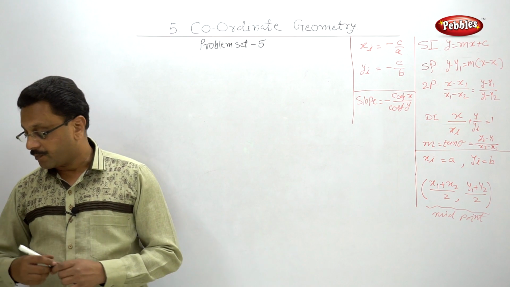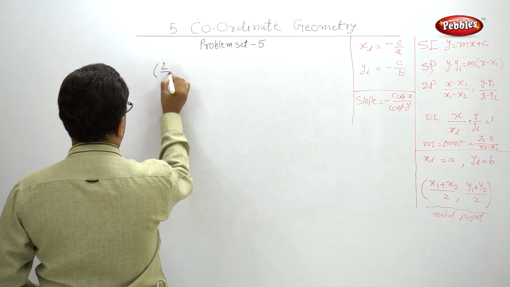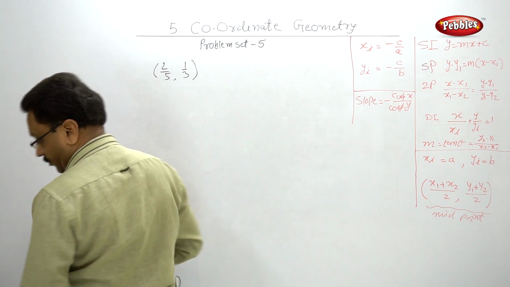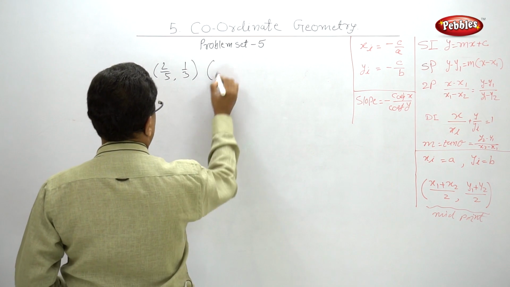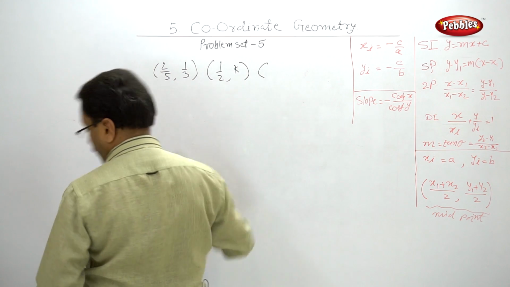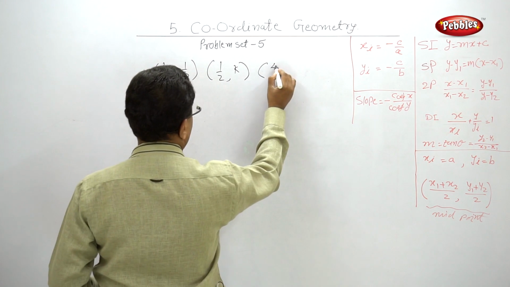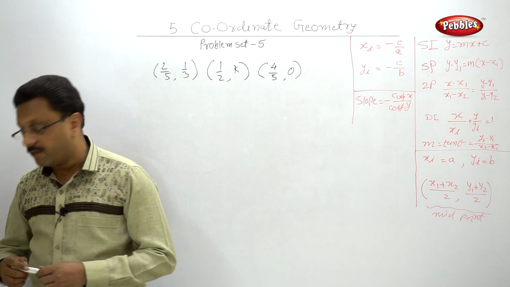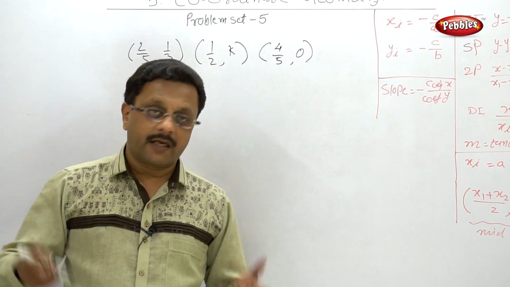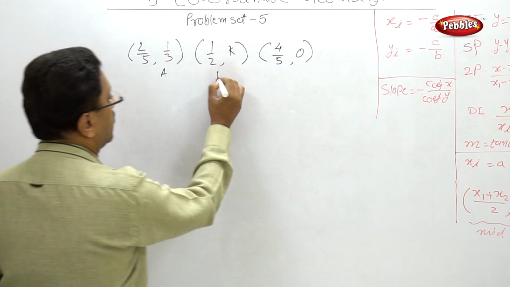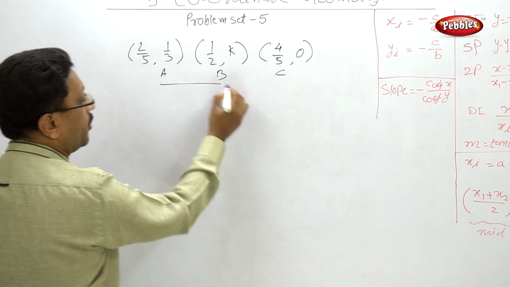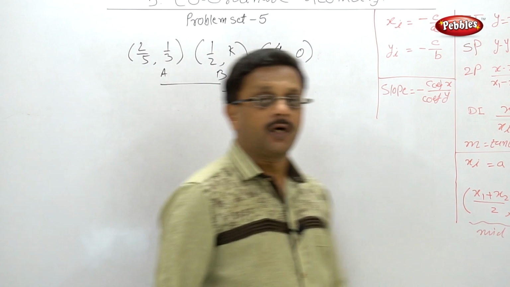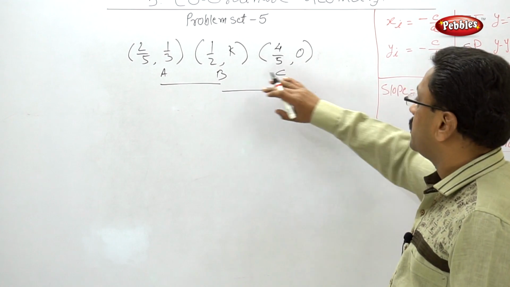The fifth example is also very similar to this one. If the points (2/5, 1/3), (1/2, k) and the third point given is (4/5, 0). If these 3 points are collinear, then find the value of k. Very simple. Again same, if these are A, B and C points, find out the slope of AB, find out the slope of BC. Since these are collinear points, the slopes are same and only unknown is k here.